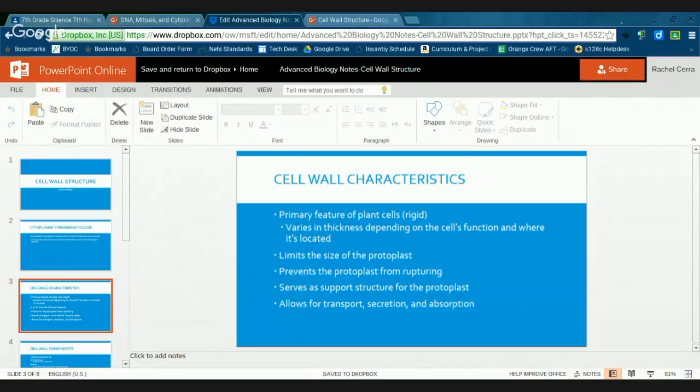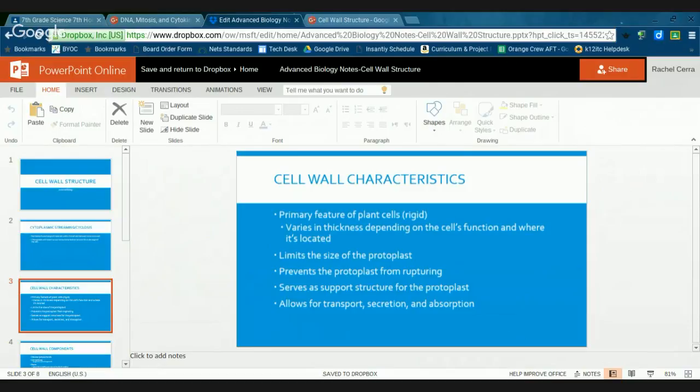A couple more characteristics of your cell wall. It does help limit the size of your protoplast, and if you recall, the protoplast is just the plant cell without the cell wall. It's also going to prevent the protoplast from rupturing, which is obviously a good thing. You don't want the cell to explode. Like we've said, it also serves as support and structure for your protoplast. Yes, the cytoskeleton aids with that, but the cell wall serves as more external support rather than internal support. That's what the cytoskeleton is for, the internal support. This is more for the outside.